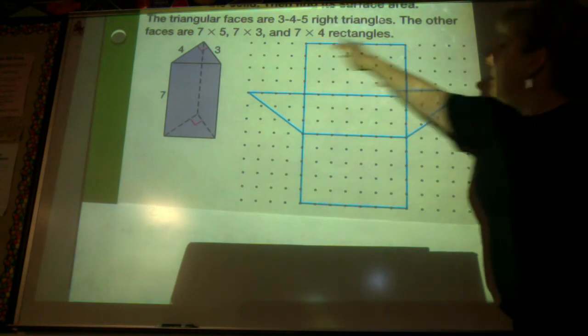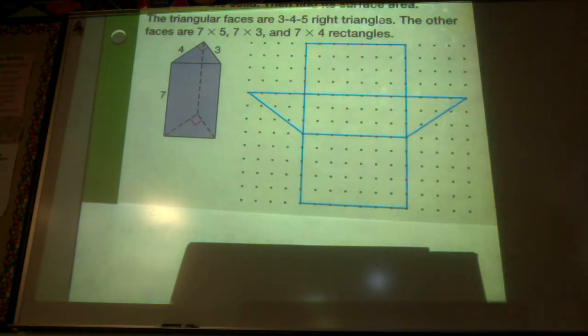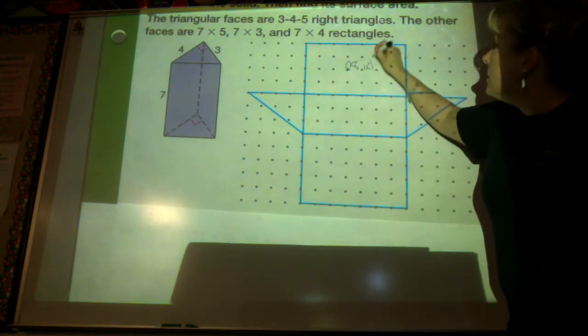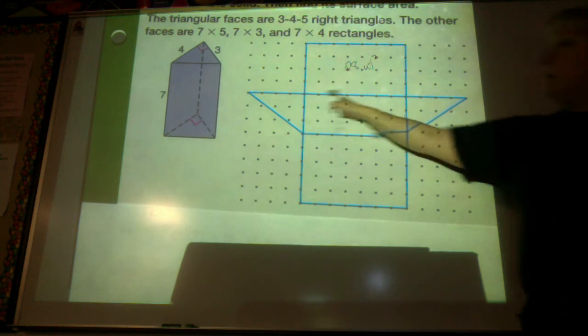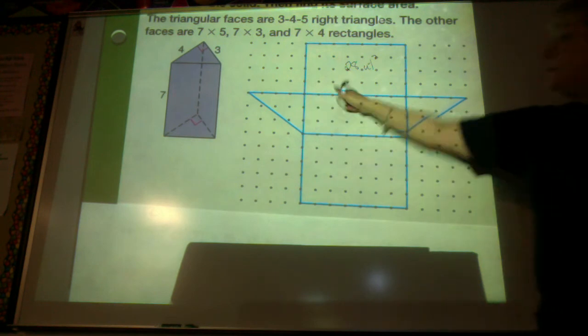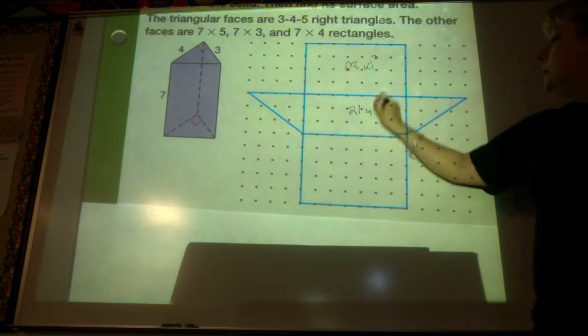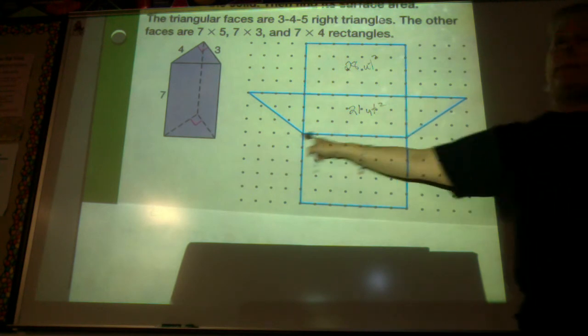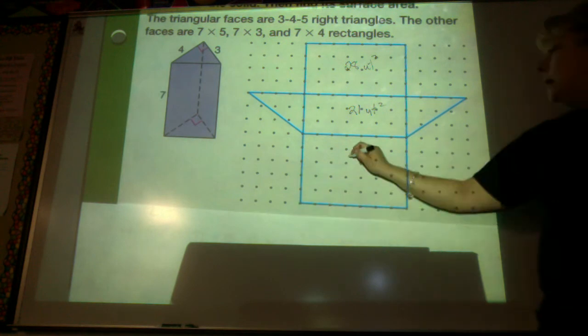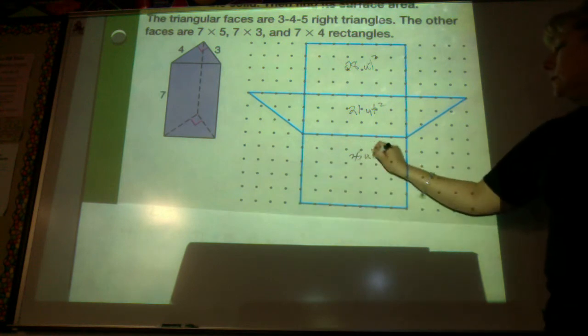This is what by what? 4 by 7. So isn't this 28 units squared? And then this is what by what? 3 by 7. So isn't this 21 units squared? And what's this? What by what? 5 by 7. And so this is 35 units squared.